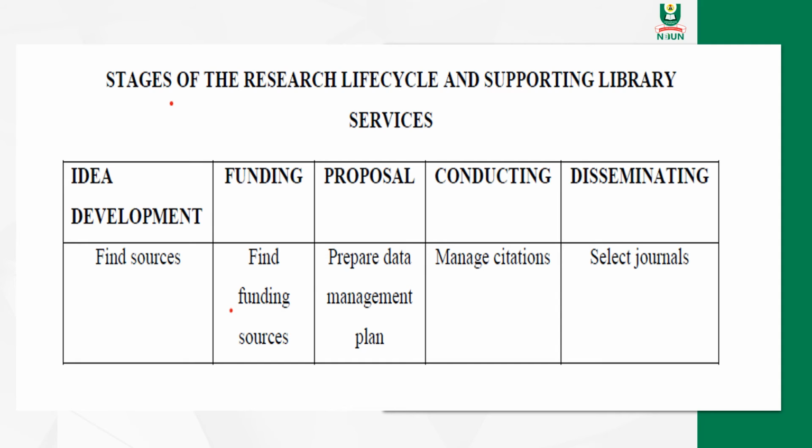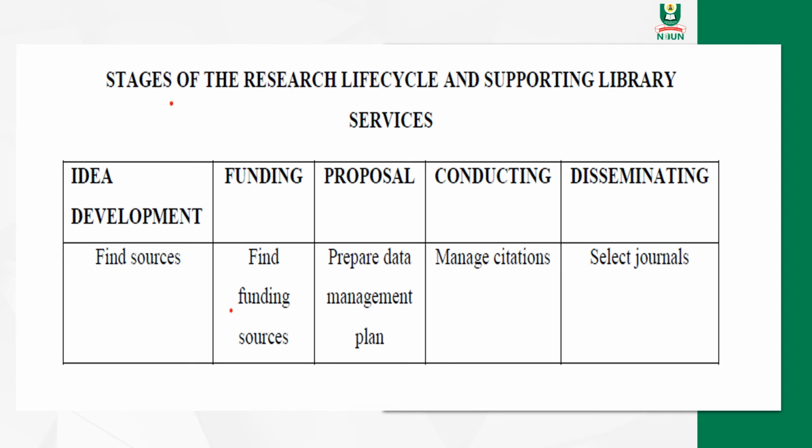The fourth stage here is conducting. And under conducting, the researcher has to manage citations. The researcher has to conduct a systematic review. Here, all references need to be cited. In order to avoid plagiarism, all references need to be cited.